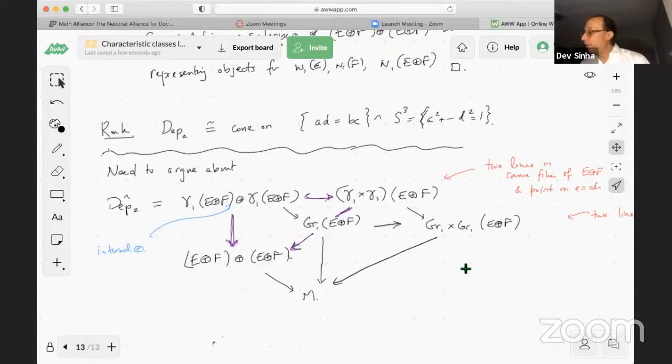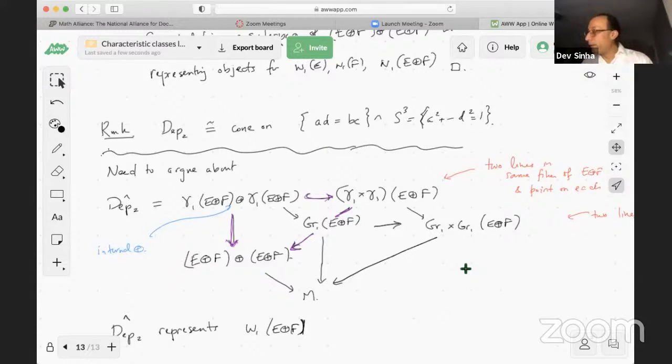Okay, so again, dep2 hat represents W1 of E plus F, i.e. the tome cochain of dep2 hat, which is now a smooth object. That's now something that our theory that we've defined so far covers. That tome cochain represents, coincides in cohomology. It's by definition that W1.